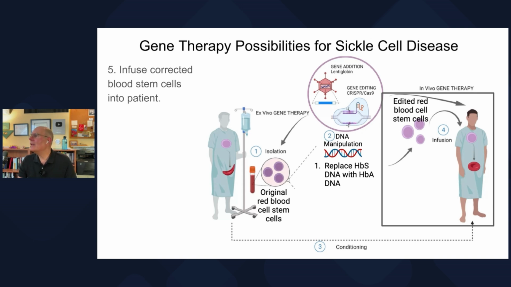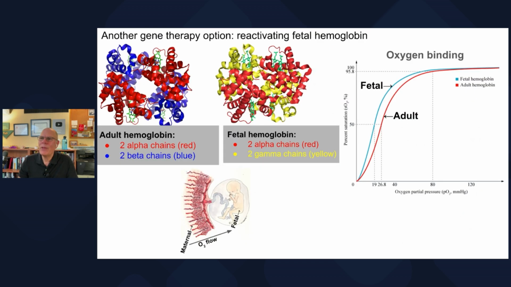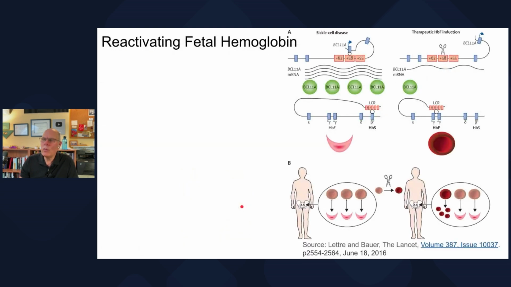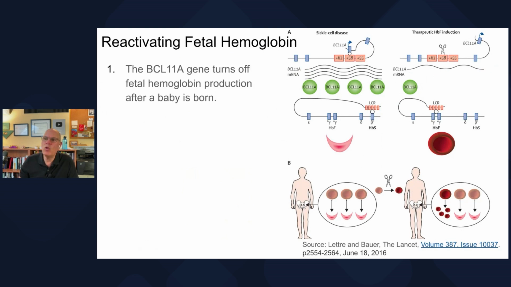Now, that is one way of curing the disease. And another way is reactivating what's called fetal hemoglobin. We have two kinds of hemoglobin. When we're fetuses, we produce what's called fetal hemoglobin. It's got 2 alpha chains and 2 gamma chains. And what that fetal hemoglobin can do is it can actually pull oxygen from the mother's bloodstream and send it into the fetus.